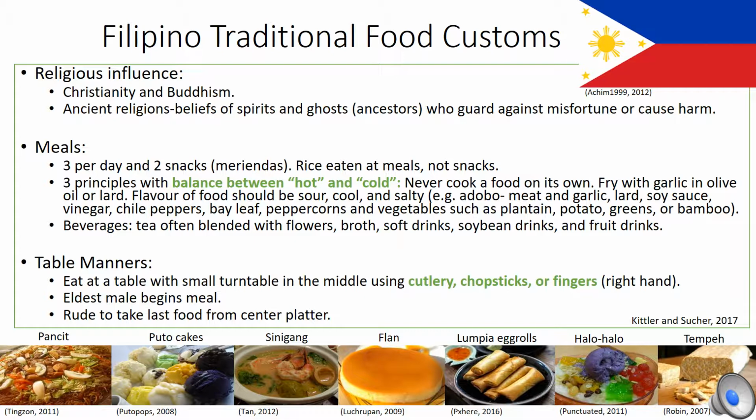Beverages include tea, often blended with flowers, broth, soft drinks, soybean drinks, and fruit drinks. Items around etiquette include that food is eaten at a table with a small turntable in the middle, using cutlery, chopsticks, or fingers of the right hand. The eldest male begins the meal, and it is rude to take the last food from the center platter.